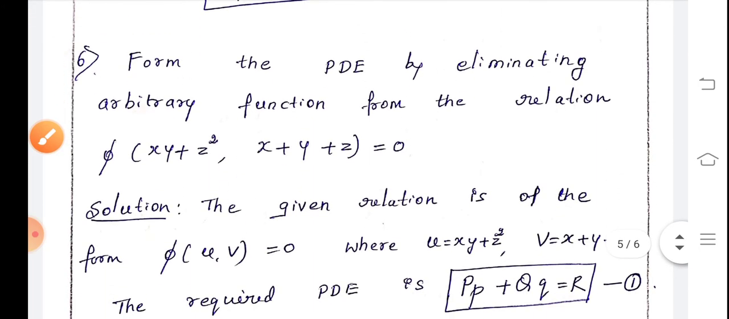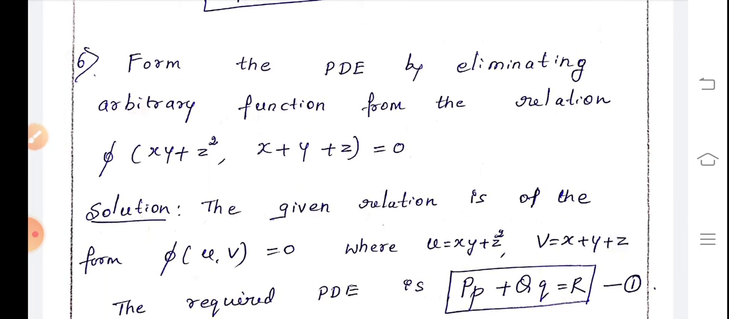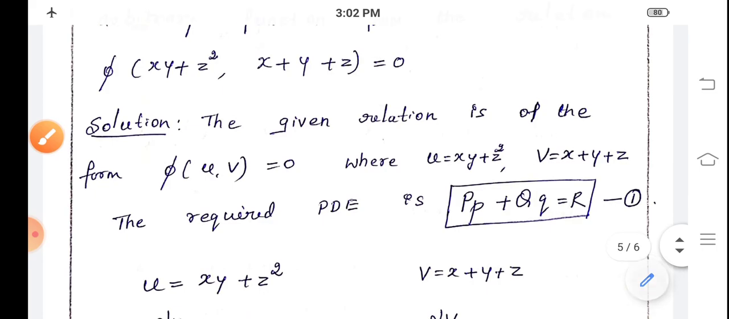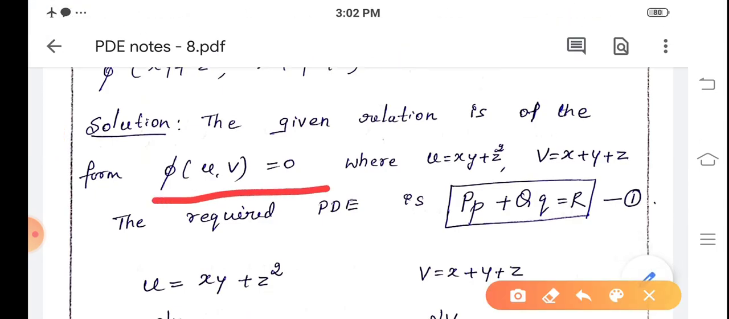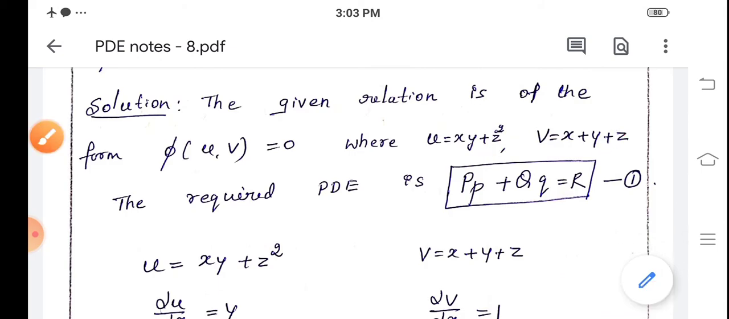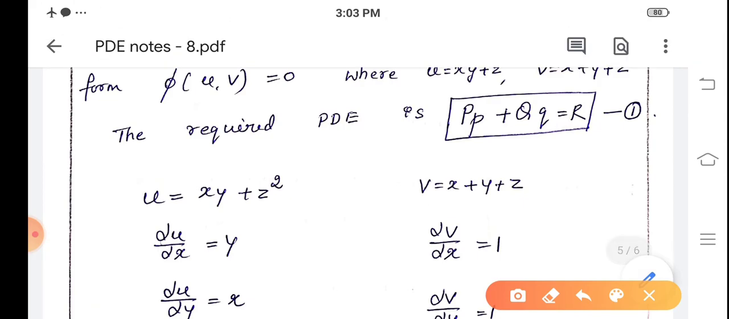Now we will work out the sixth problem. Question number 6 is form the partial differential equation by eliminating the arbitrary function from the relation phi of xy plus z square, comma x plus y plus z is equal to 0. Here we take the given relation as phi of u, v equal to 0, where we take u is equal to xy plus z square and v is equal to x plus y plus z. The required partial differential equation is Pp plus Qq equal to R.